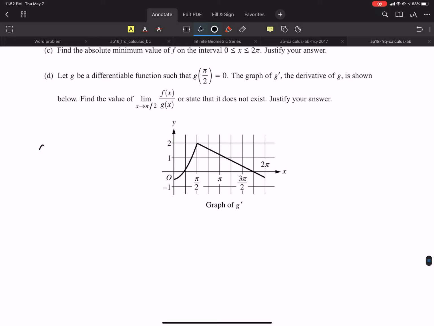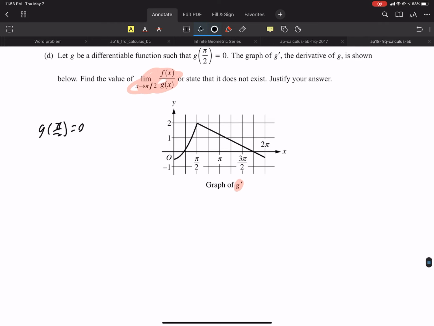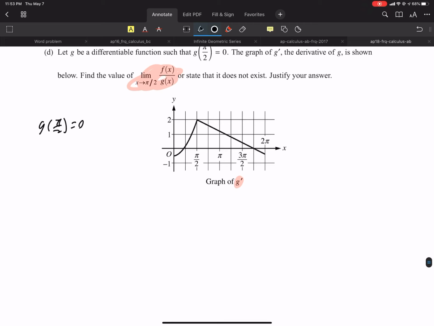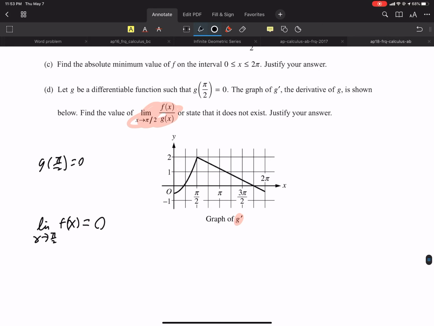So g at pi over 2 is 0. We have the graph of g prime, so that is the derivative of g. And we want to find this limit. I think I know where we're going. I am sensing the L'Hopital's. So let's do this. The limit as x approaches pi over 2 of f of x. We're just going to look at the top only of f of x. Well, that's 0 for a couple of reasons. Whoa, no, liar, liar, pants on fire. I'm looking at g, not f. It's probably going to be 0 also.